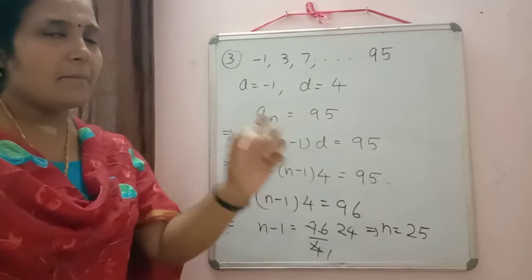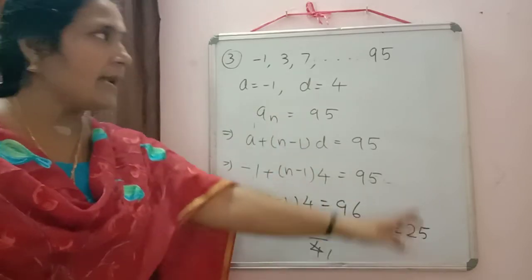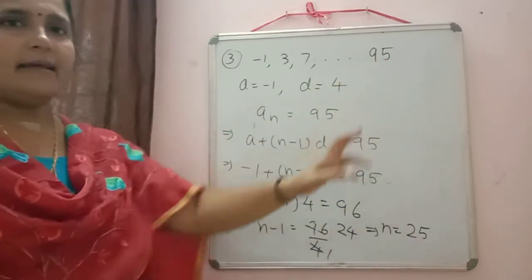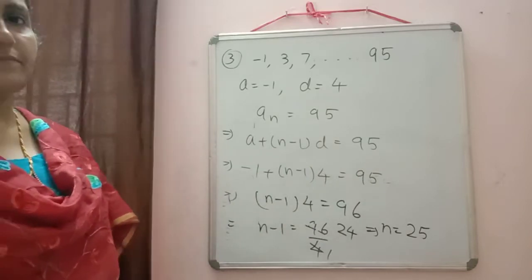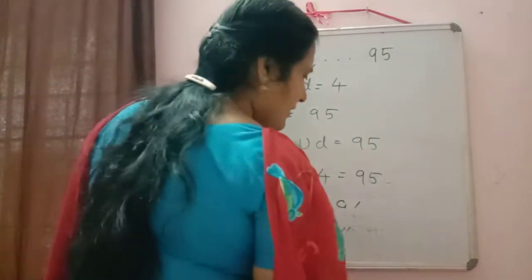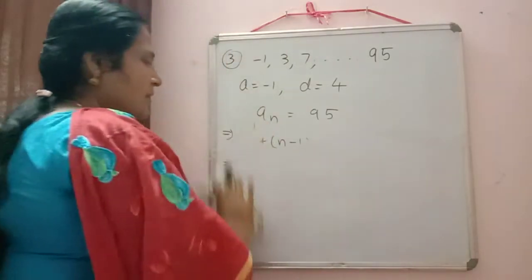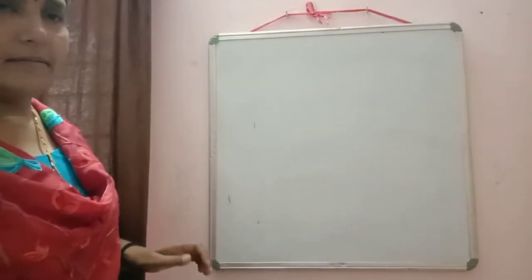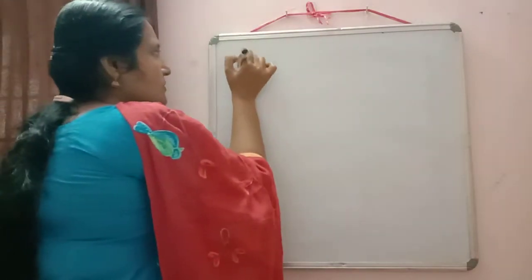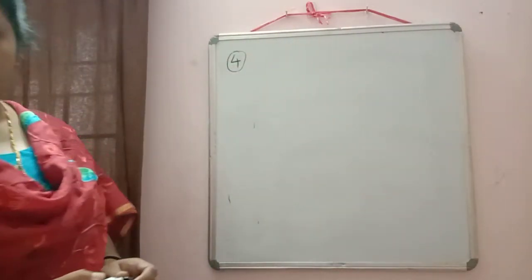n is the number of terms, position. 95 is in 25th position. So AP, the questions are very simple only. Just you have to check what are the things given and then what you have to calculate there. So moving on to the next question, question number 4.